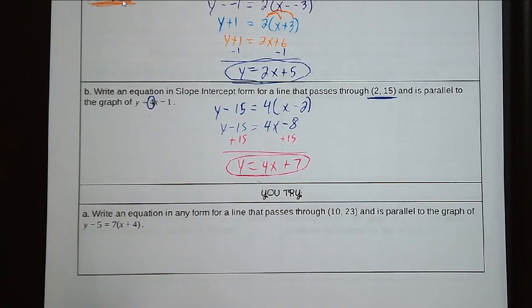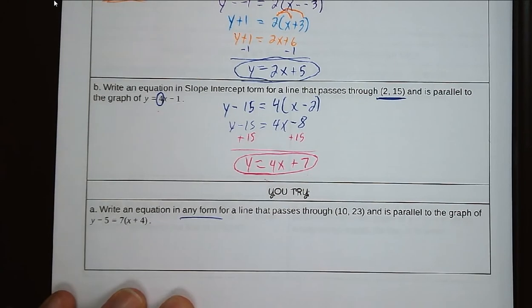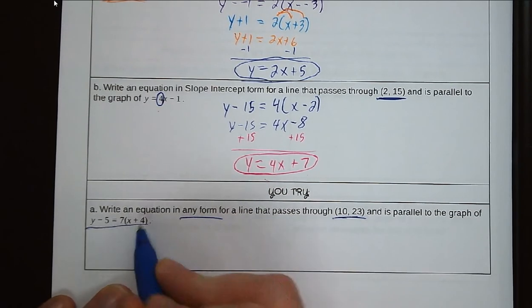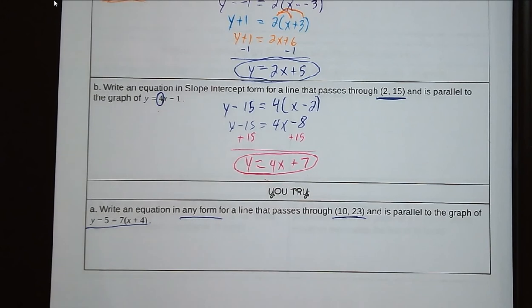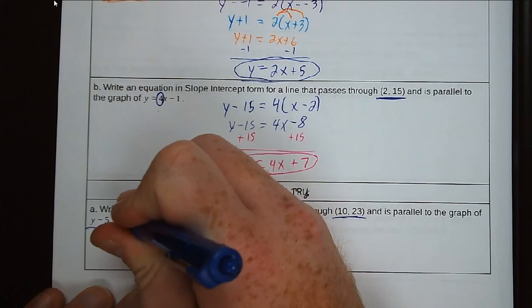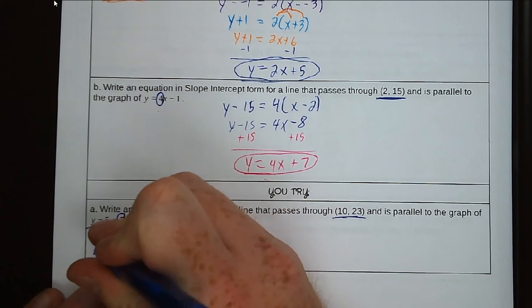Why don't you guys go ahead and try letter A. We want to write an equation in any form for a line that passes through (10, 23) and is parallel to the graph of y - 5 = 7(x + 4). So we have a point, (10, 23). We have a slope, which in point-slope form is right outside the parentheses, so our slope is 7.